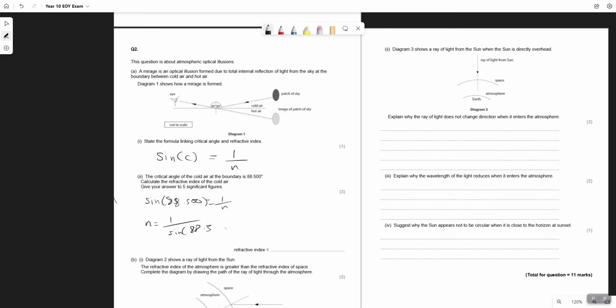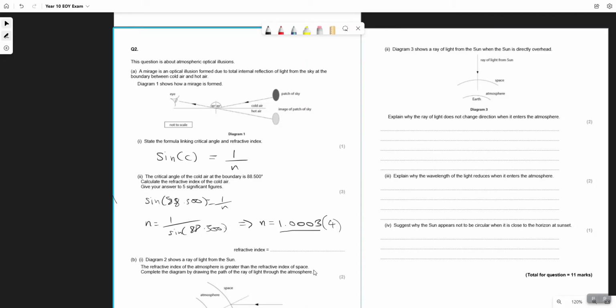And this gives us a value of n to 5 significant figures of 1.0003. If you go further than this, so for example, the next digit is a 4, if you wrote that next digit or any others, you would lose a mark. So that's your 5 significant figure answer.